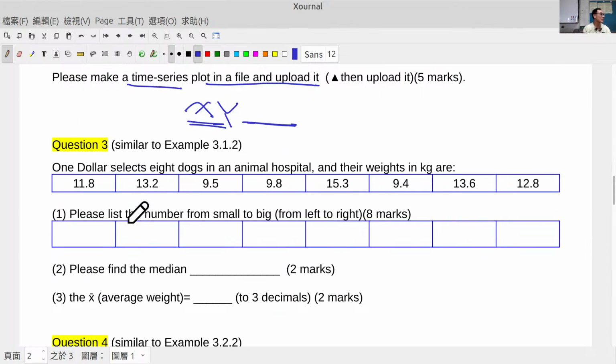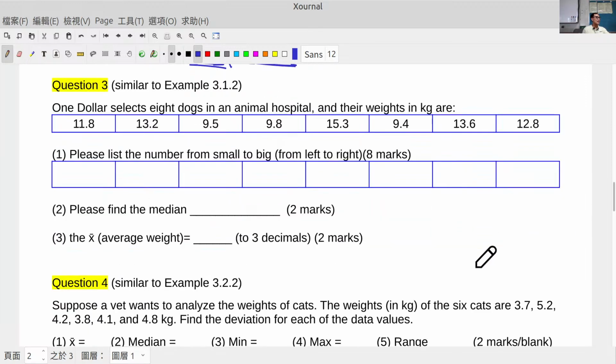Question number 3. $1 select 8 dogs in an animal hospital and their weights in kilograms are this one. Please list the numbers from small to big, from left to right, like this. And yeah, sure, I demonstrated how to use Google Office to do this. You can copy, paste, and rearrange it. You will get it in maybe a few minutes. Okay.